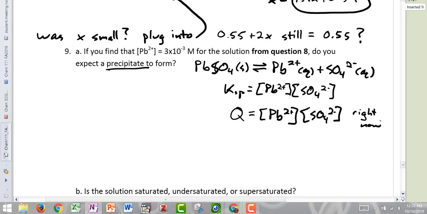Oh, wait a minute. I was told a concentration of lead right now. I put sulfate, it's chloride, isn't it? Yeah, I was thinking about the quiz.